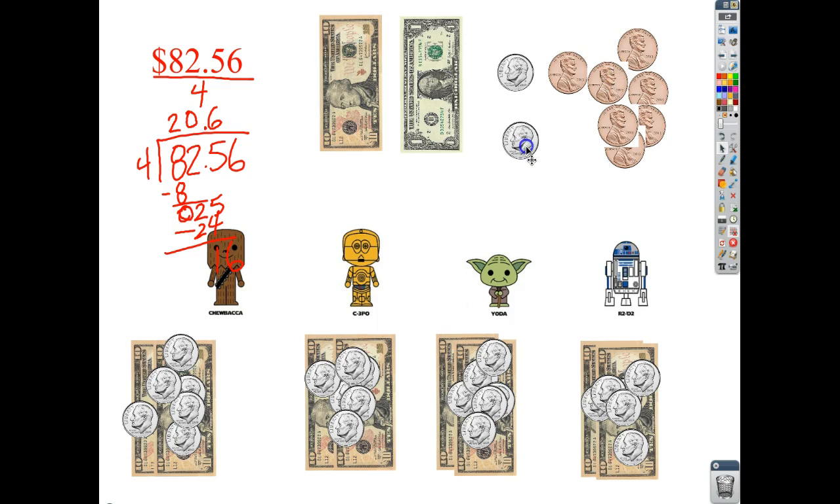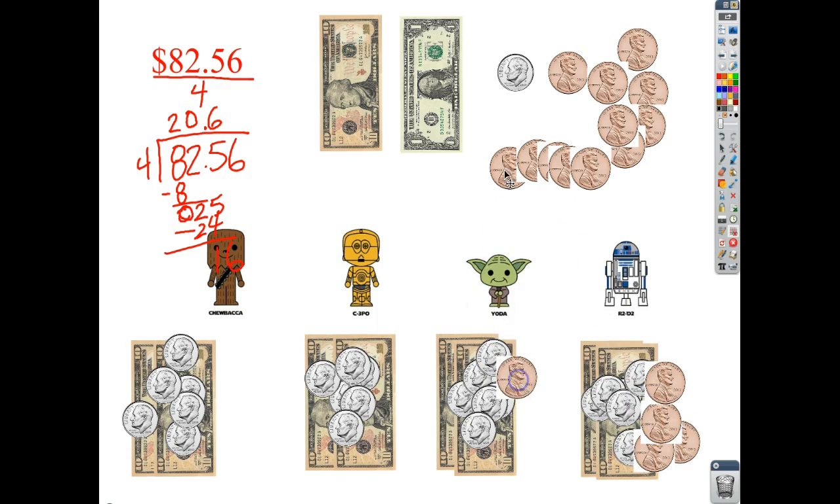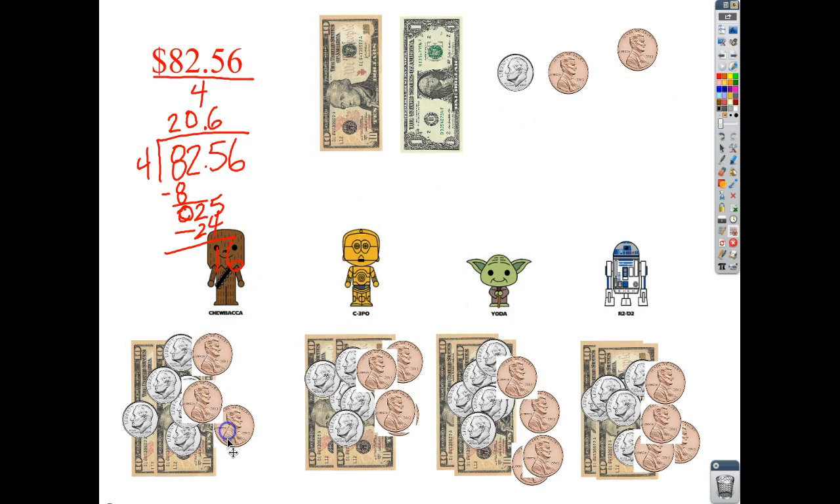And then this 1 dime I'm going to trade in for 1, 2, 3, 4, 5, 6, 7, 8, 9, 10 pennies. All right, and then I'm going to share these with each of them. Well, there's 16 pennies and 4 people, so I'm going to give each of them 4. All right, so each of them gets 4. That's like using 16, which leaves none left over, right? I have no money left over.